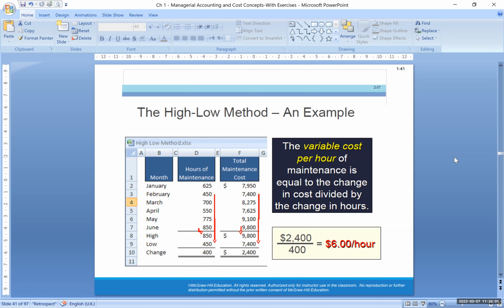Second, we will calculate the difference, or the change, between these two costs, and the change between these two levels of hours of maintenance. The change in costs divided by the change in activity will equal the variable cost per 1 hour or 1 unit. So the variable cost per 1 hour of maintenance is equal to the change in cost divided by the change in hours.